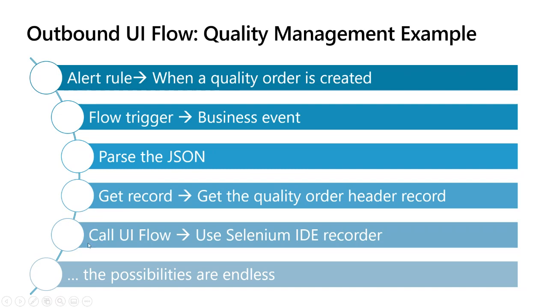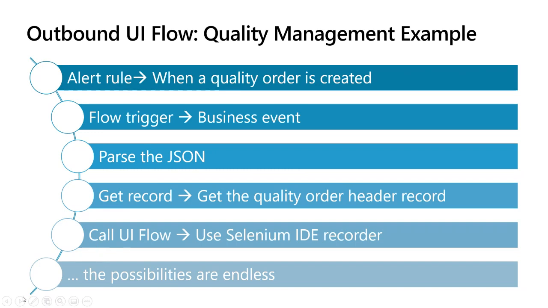And then the next step is to actually call the UI flow. In my case, I use the Selenium IDE recorder to go record that. And then after that, we actually now officially have more than 400 connectors. The number used to be more than 300, but now we have more than 400. And you can now do whatever you want. So if you want to also send emails, get approvals, send text notifications, whatever it might be, all of those possibilities that you have with the 400 plus connectors are available to you.